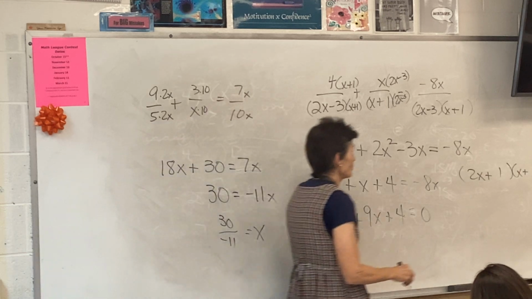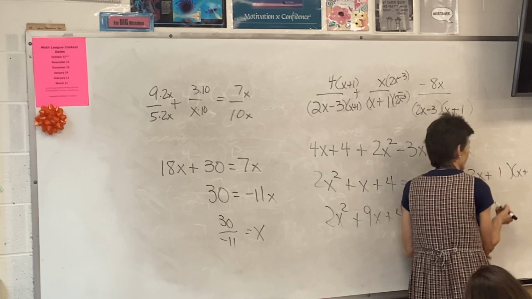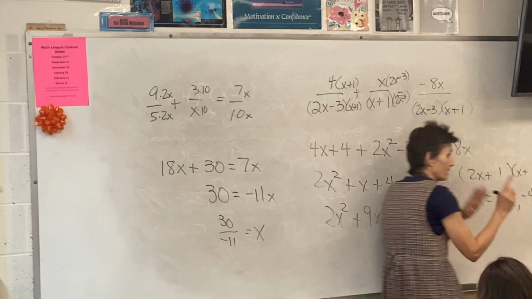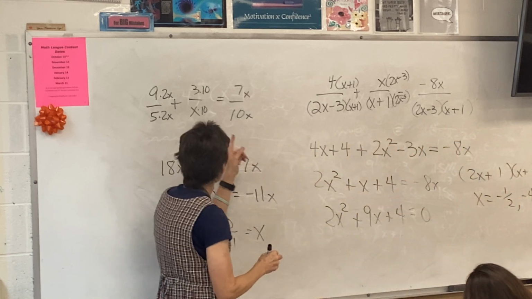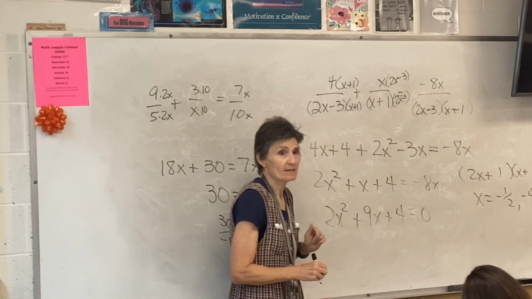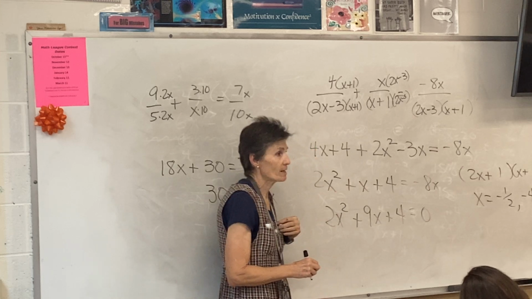My answers turn out to be what? Negative 1/2 and negative 4. I'm going to double check real quick. Those are okay. They don't make 0 in the denominator. They're not extraneous.